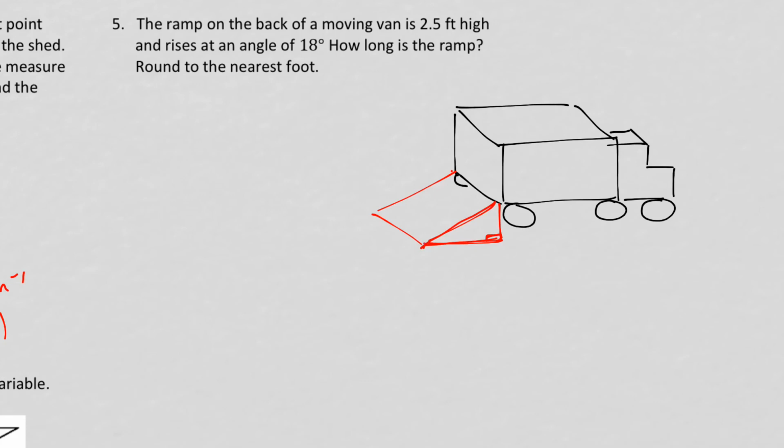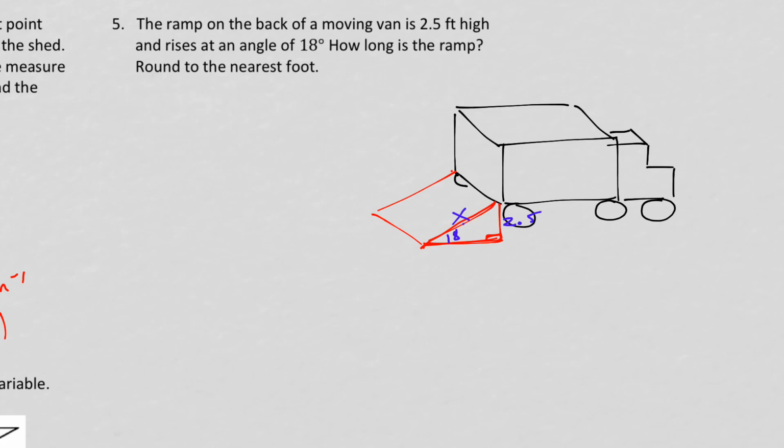So it says that the ramp is 2.5 feet high. So this ramp is 2.5 feet high. So it's 2.5 feet off of the ground. And it also says that it rises at an angle of 18 degrees. So this angle here of elevation is 18 degrees. What I want to find is how long is the ramp. I want to find out how long is this ramp. So I'm going to find this missing side.